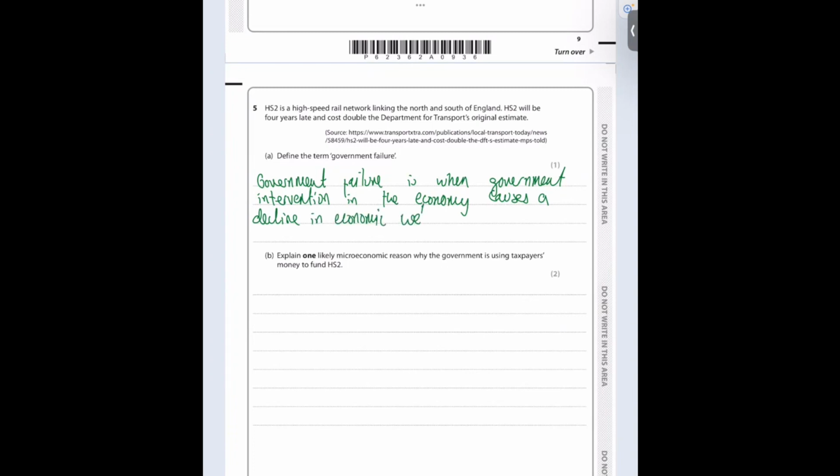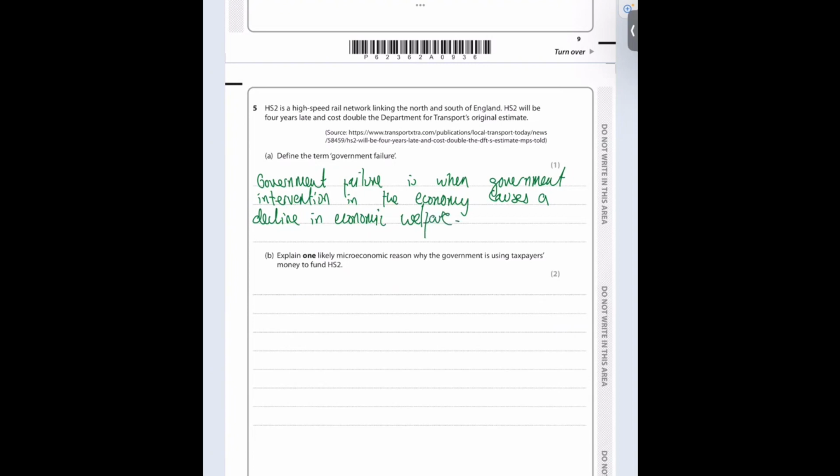So government failure is when government intervention in the economy causes a decline in economic welfare.